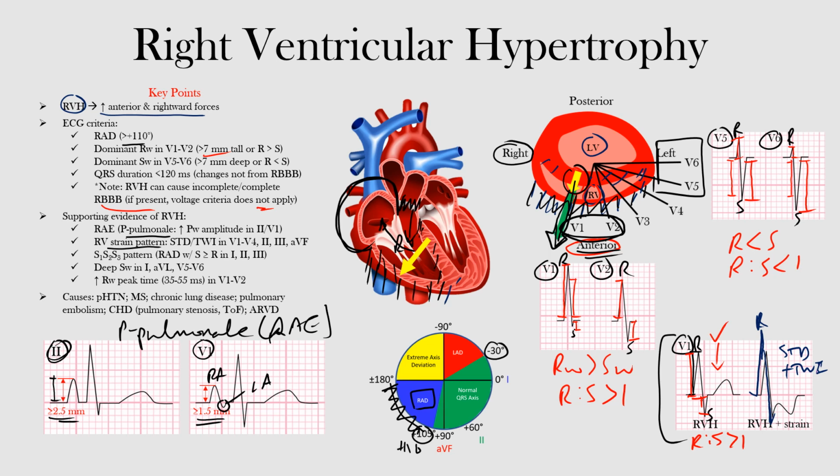Okay, so if you look here, just erase that. Now we're looking at those lateral leads, right? 1, AVL, V5, and V6. Notice V5 and V6 are here, and also 1 would be here, and then AVL up here. All right, here's lead 1, AVL in this case. So what we're saying here is that we're going to see these deep S waves in these cases.